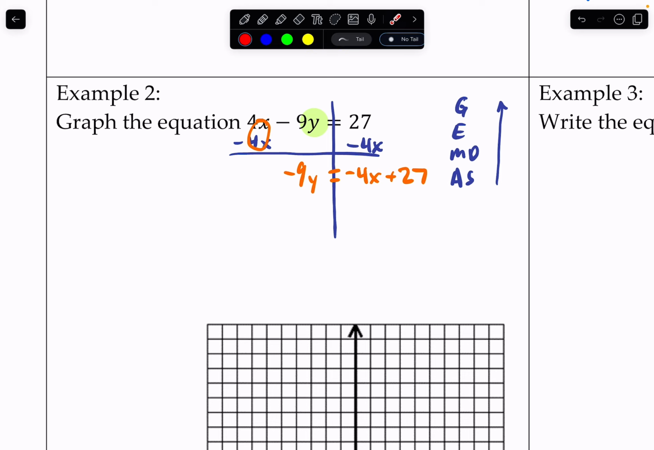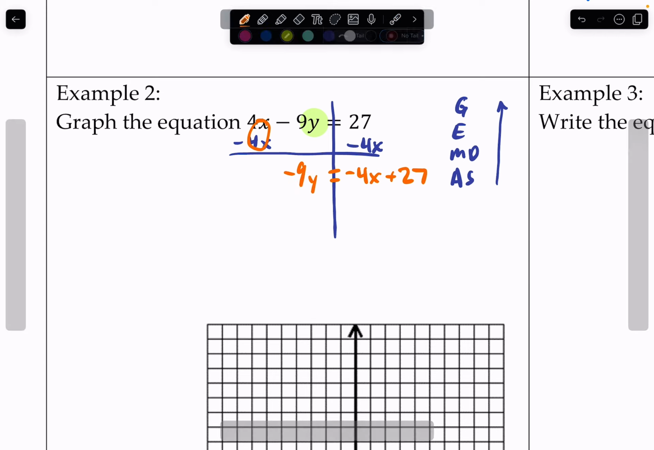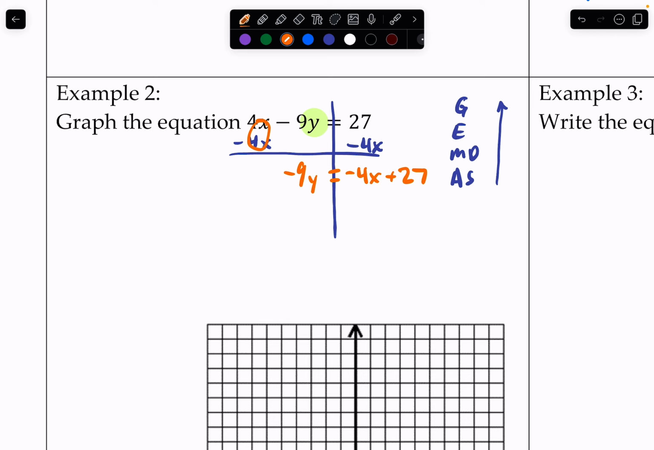Now I need to get rid of a coefficient. So I got to divide, because this is negative 9 times y. We're going to undo that negative 9 times y by using division. So I'm going to divide by negative 9. And here's what you got to do on this side. You actually have to divide everything by negative 9. So whenever you multiply or divide, it gets applied to everything.